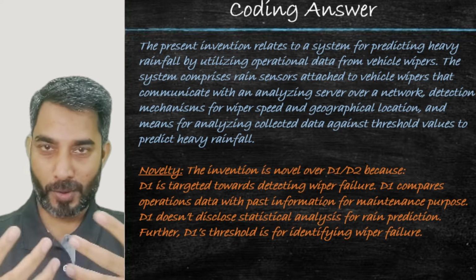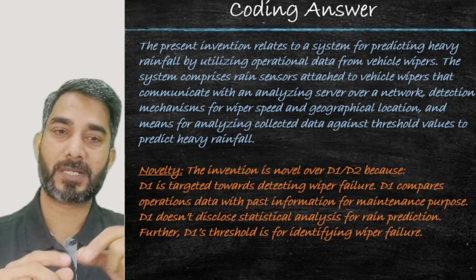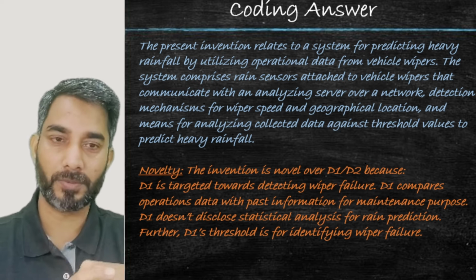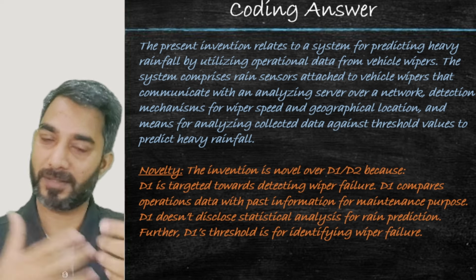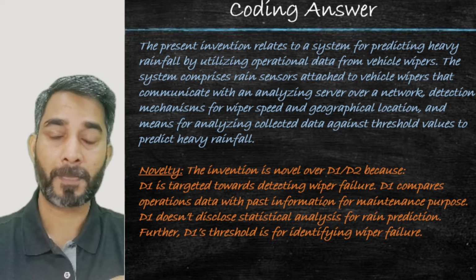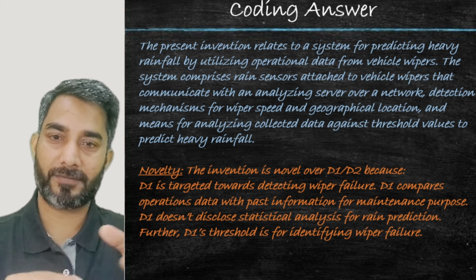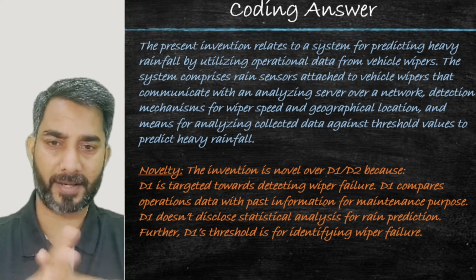First is to talk about our invention. The present invention relates to a system for predicting heavy rainfall by utilizing operational data from vehicle wipers. Nothing new that we have to see. It's already written in the question paper. The system comprises, of course, we write what all is there and we say whatever has been said there, right?